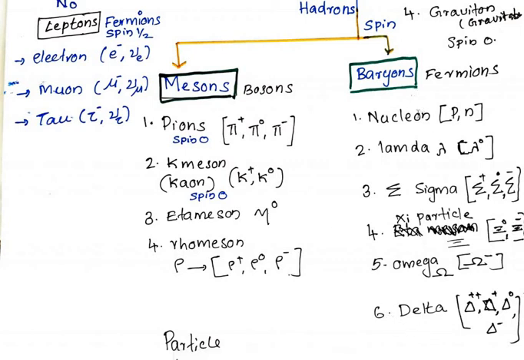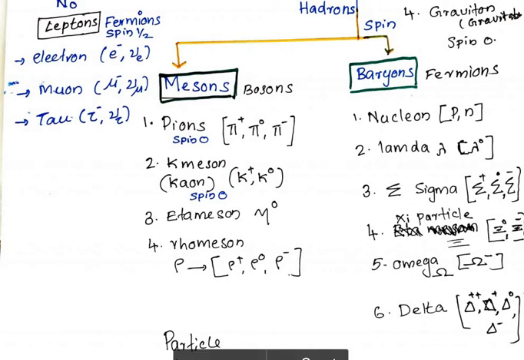Okay. So the nucleons, lambda, sigma and psi particles are fermions and have spin half. All four families have spin half, and omega and delta have spin 3 by 2. Spin 3 by 2 is also a fermion, so these two are fermions but have spin 3 by 2. Nucleon, lambda, sigma and psi have spin half.